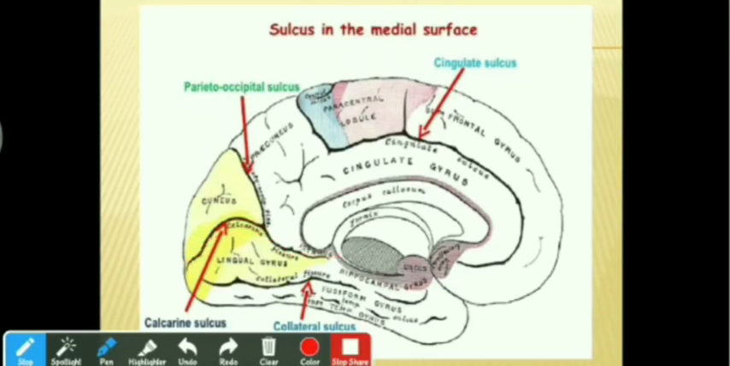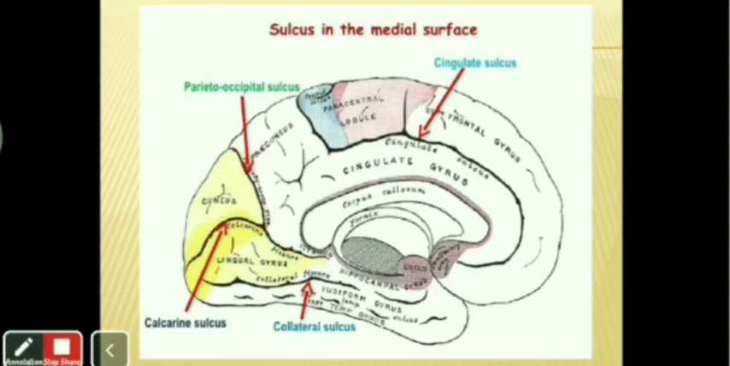You can see the calcarine sulcus both on the medial and slightly on the supralateral surfaces also. And about the parieto-occipital sulcus, it is also present in the medial surface, and it begins at the midpoint of the calcarine sulcus and cuts the supromedial border at 5 centimeters in front of the occipital pole, and may extend slightly into the supralateral surface.